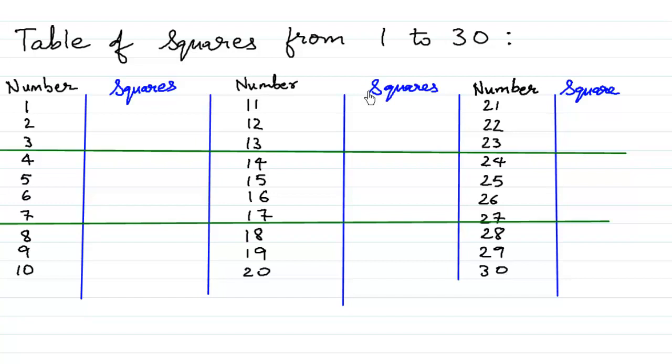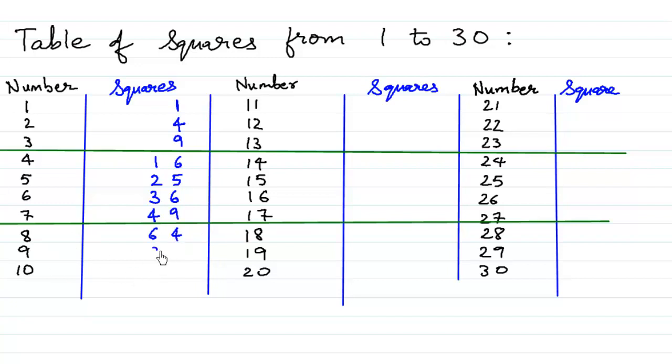So we should know the square of 1. What is 1 one's? 1 one's is 1. So the square of 1 is 1. What is the square of 2? 2 twos is 4. We know all these things. What is the square of 3? 3 threes is 9. Then the square of 4 is 16. Then the square of 5 is 25. Then the square of 6 is 36. Then the square of 7 is 49. 7 sevens is 49. Then the square of 8 is 64.